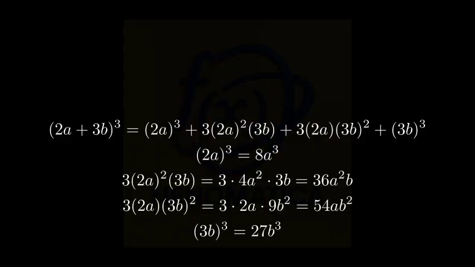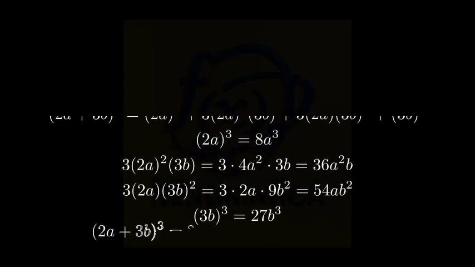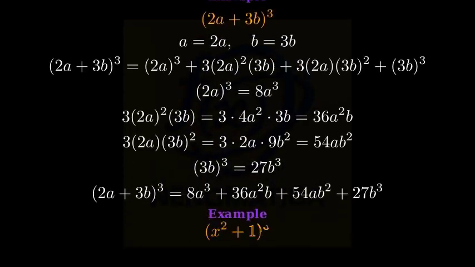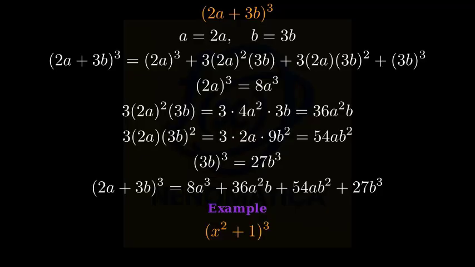Let's combine all these terms to get our final answer. Adding everything up, we get 8a cubed plus 36a squared b plus 54ab squared plus 27b cubed. And that's our expanded form of (2a plus 3b) cubed. Let's look at our second example. Expand (x squared plus 1) cubed using the binomial cube formula.